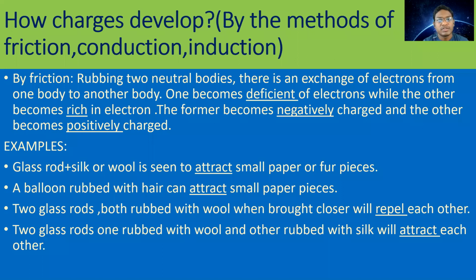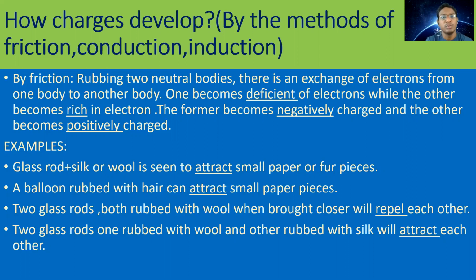Okay guys, next we will see how we can produce charge. In the last slide we saw that charge means a difference in the number of electrons and protons. So how can we develop that? There are three methods: we can develop charge by friction, by conduction, or by induction. Friction generally means rubbing.